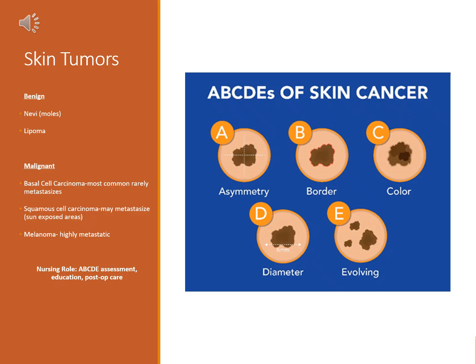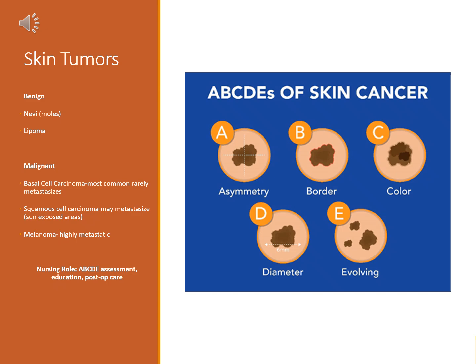And this is just a review of the ABCDEs of skin cancer. So again, A, looking for asymmetry. So both sides or all edges of the mole or lesion should be symmetrical. B stands for border, so it should have a clean cut border. You should see all the edges of the border. It shouldn't be blurry or blown out in any area.